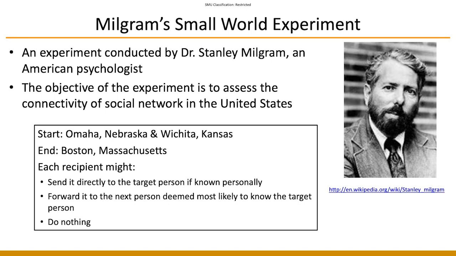So by tracking all the names and addresses that all these participants put on the envelope, he can then, by collecting all these envelopes, analyze the number of hops it would take for any individual or region from somewhere in Nebraska or Kansas, somewhere in the center of the U.S., to an arbitrary individual in Boston.